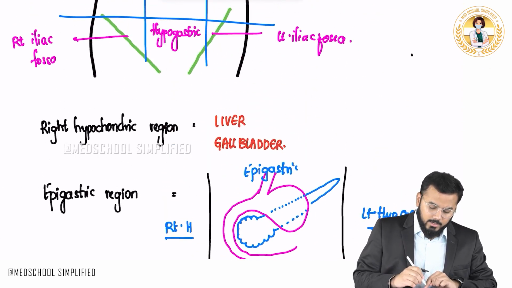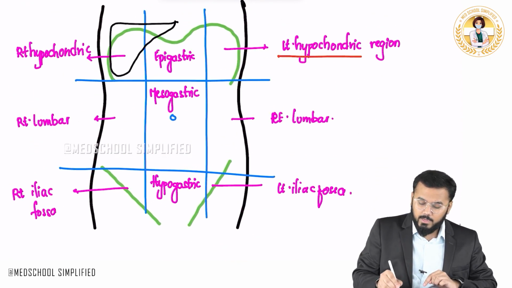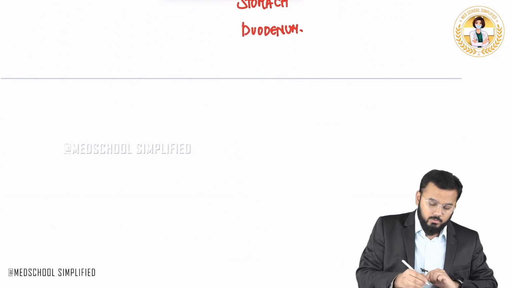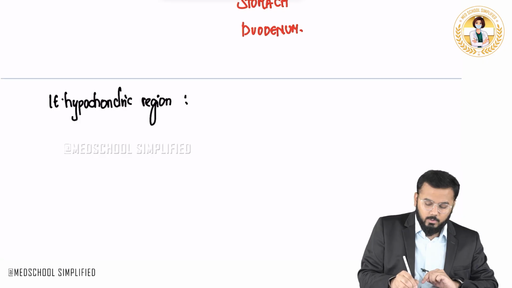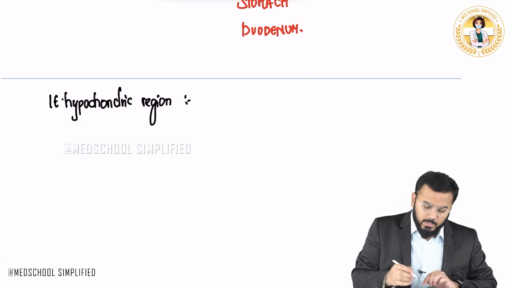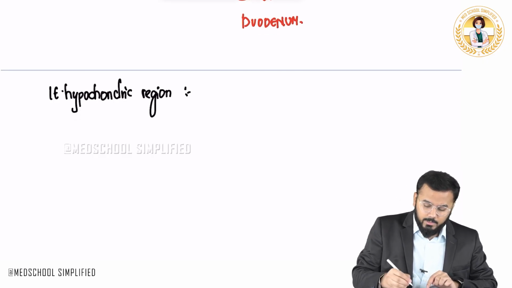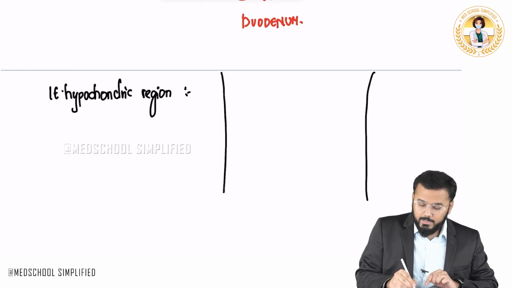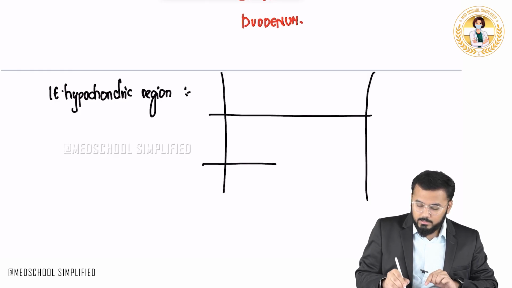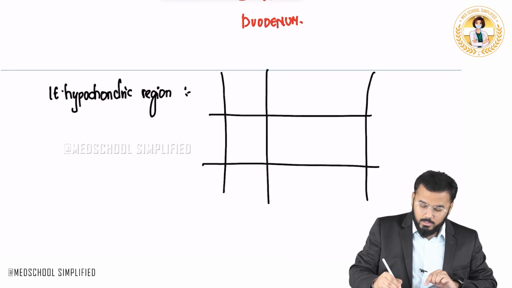Now after the right hypochondriac and epigastric, the next region is the left hypochondriac region. What are the structures that are located in the left hypochondriac region? Again, let me draw this part. This is the abdomen here, right? I already told you I divided the abdomen into three different parts like this, completely nine different parts.